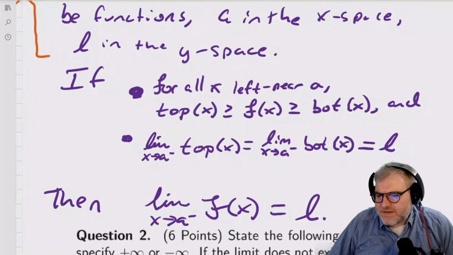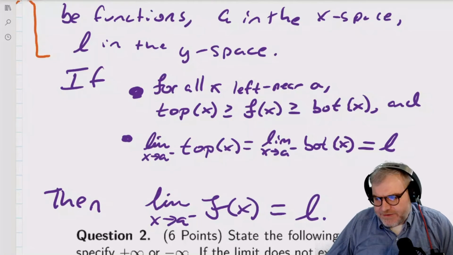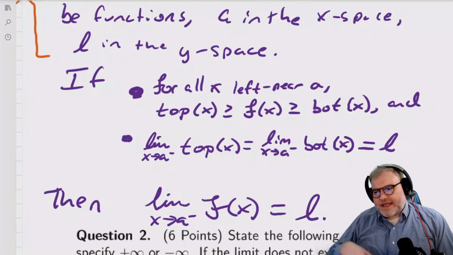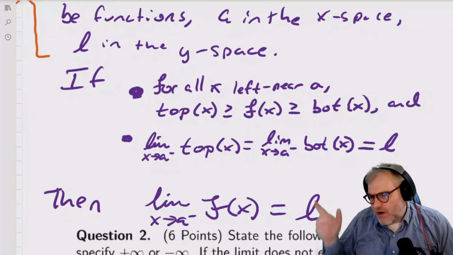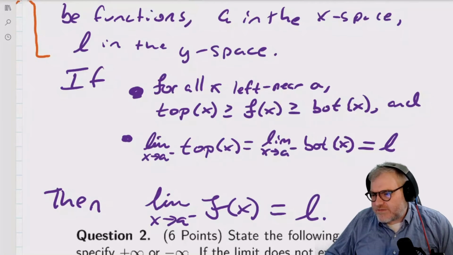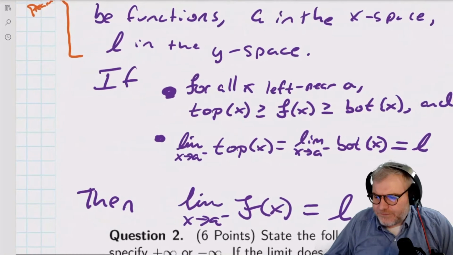You could have done other things similar. So if you didn't draw the picture, but you got this right, you're golden. You don't need the picture. The picture is just, I did something wrong somewhere, so I can get 2 points back if I did something wrong in the problem, right? Let's say I forgot the for all x left near a, you would have lost 2 points for forgetting that, but then you would have picked them back up if you drew the picture.